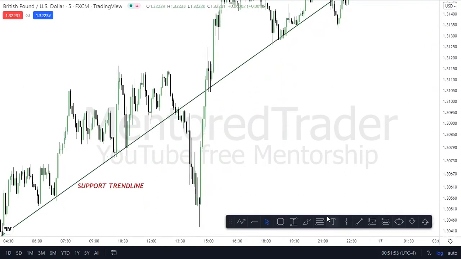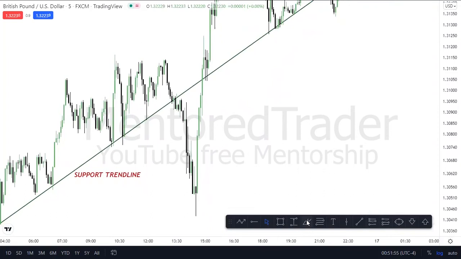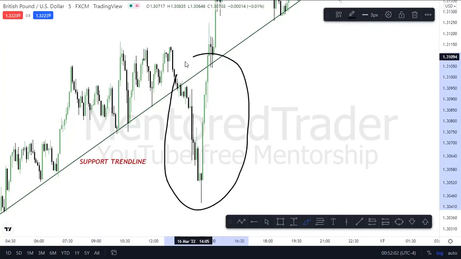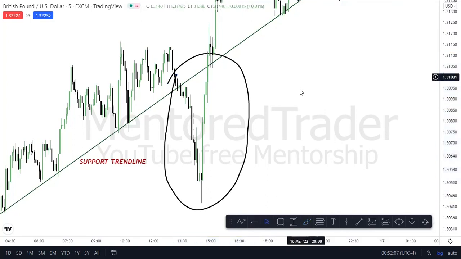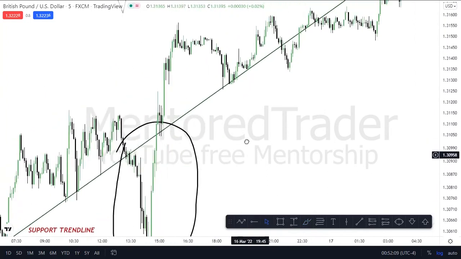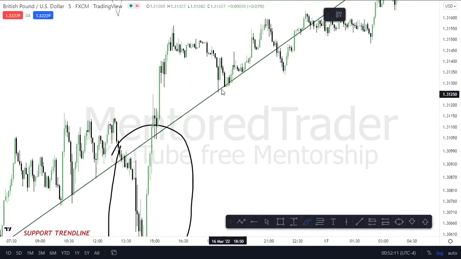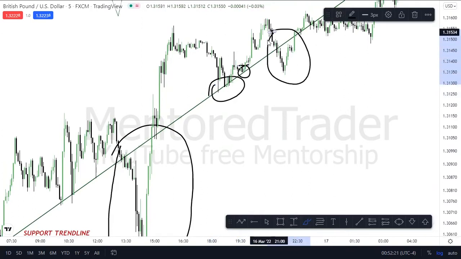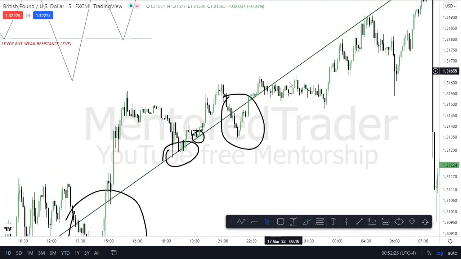Okay? In trading, this is called a false breakout. Then after that, we see price respected the same level here. It respected it again here. Then price moved up again.